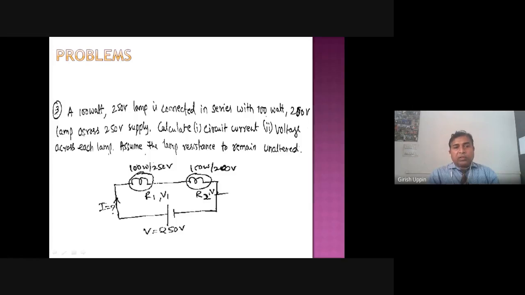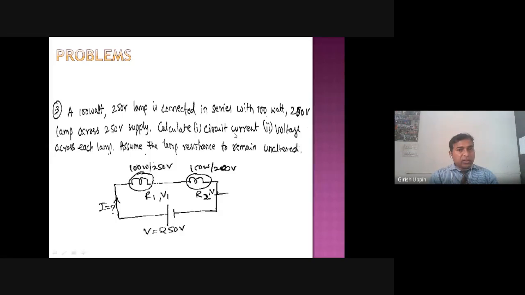So first we'll understand the problem statement. We have two lamps and they have given the rating for each lamp. I told you inside your household you have 9 watt, 14 watt, 20 watt lamps, different wattage lamps. In this case, the first lamp is 100 watt and 250 volt, and it is connected in series with another lamp which is 100 watt and 200 volt. These are connected in series across a 250 volt supply.